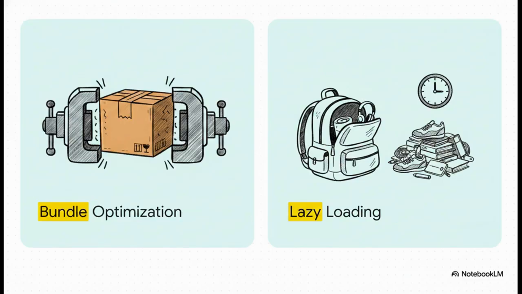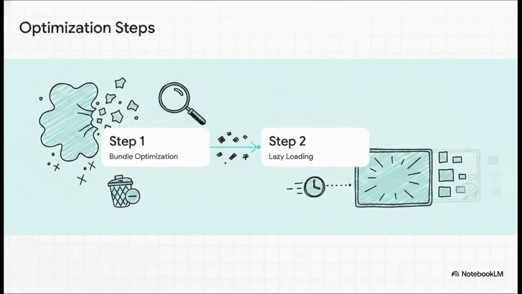Then, on the right, we have lazy loading. This defers the delivery of non-critical parts. It's basically deciding that you don't need to pack absolutely everything for the very first day of the trip. So one makes the payload smaller, while the other delays sending the parts you simply don't need immediately. I like to think of them as this really powerful, sequential 1-2 punch for getting your code to the user as rapidly as humanly possible.